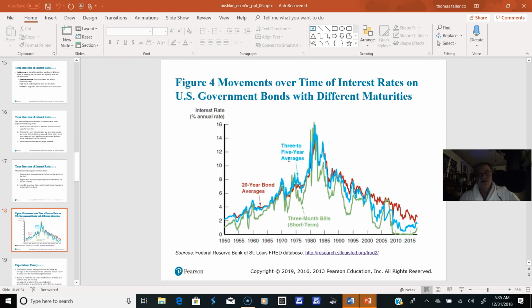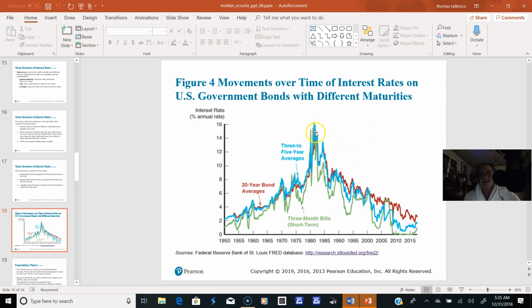All right, so you can see how they move together over time with different maturities. This is what they were talking about from 1950 over to 2015. You can see some may be higher than others, but you can see how they move together. Right, here's the 3-month, which has a predominantly lower interest rate, and here's the 3 to 5 year averages, and here's the 20-year bond averages, right? So you can see in general they move together, albeit at different interest rates.